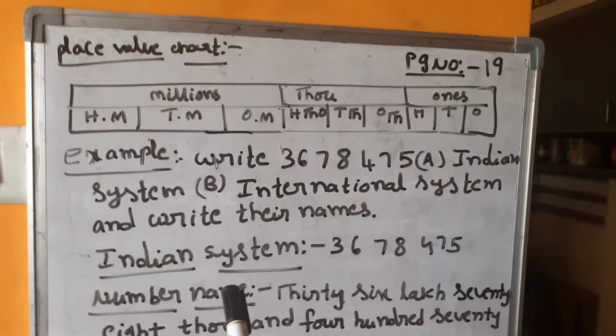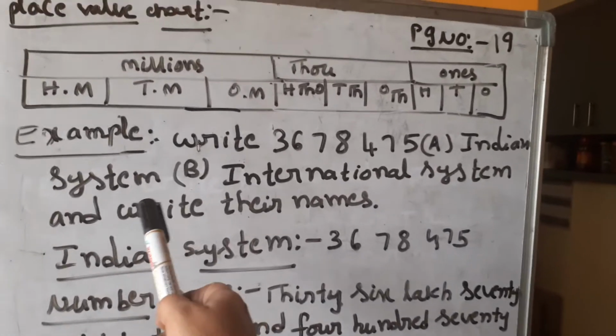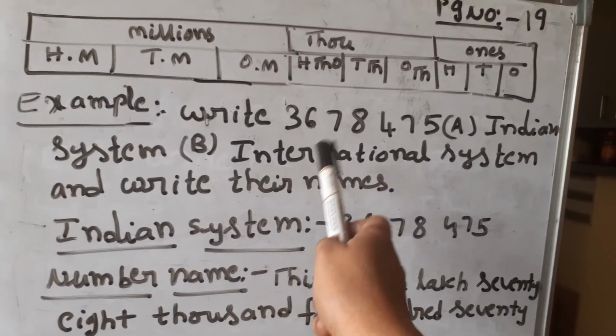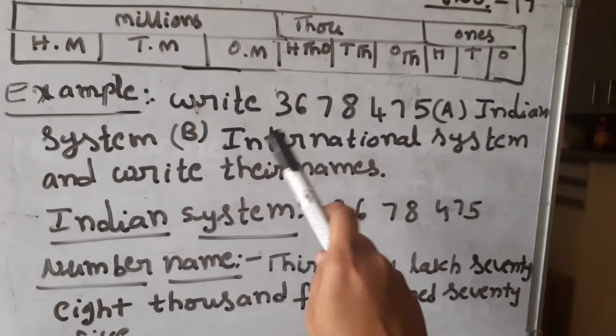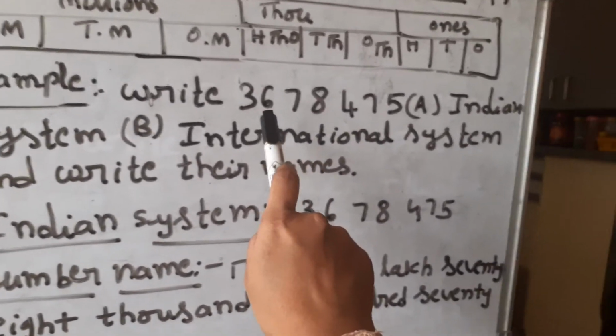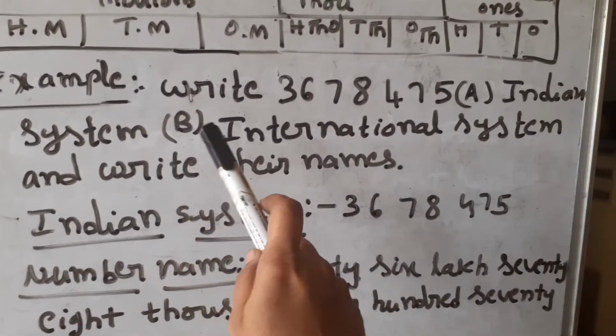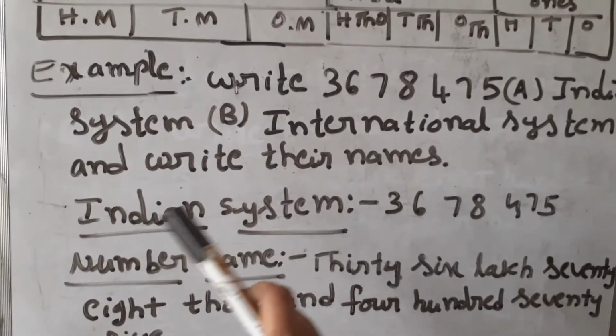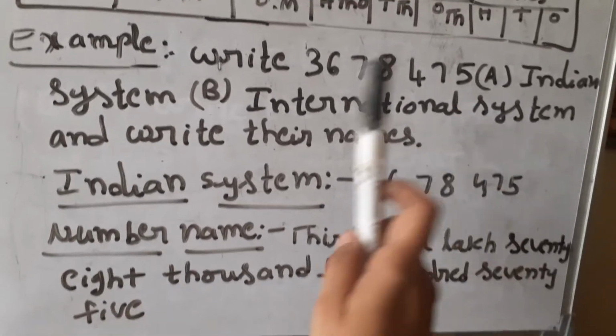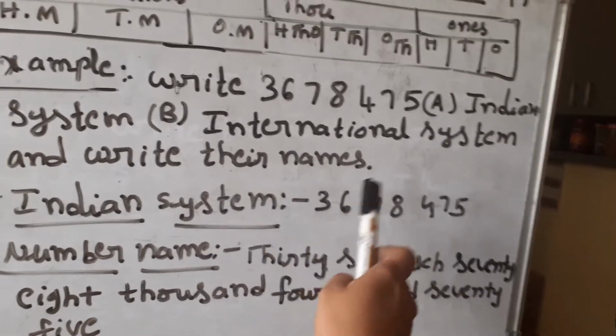Next, last example, page number 19. Last example: write 3678475. Look at this number, 3678475, for A in the Indian number system, and B in the international system, and their names also. First we have to write the Indian system.